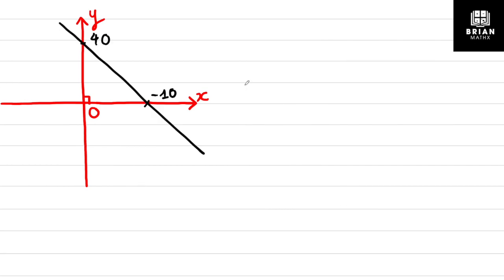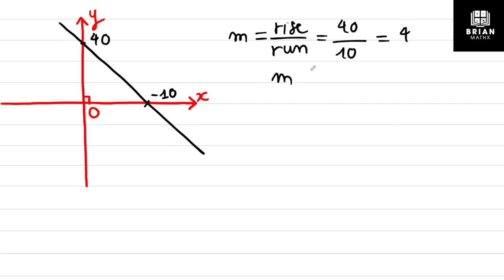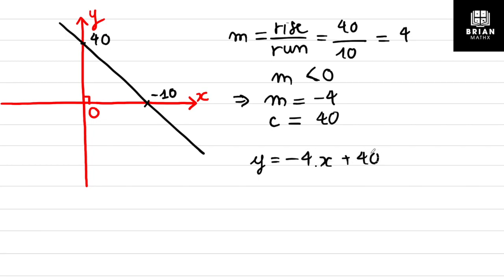Another example about a decreasing line. How can you find the full equation of this? Here, rise over run is 40 divided by 10, equal to 4. And a decreasing line gives me a negative gradient, so m equals -4. About c, you got 40, very easy to determine. So -4 multiplied by x plus 40. That's all.